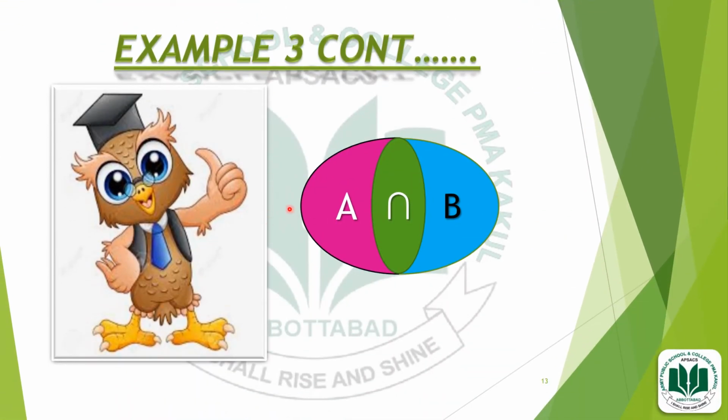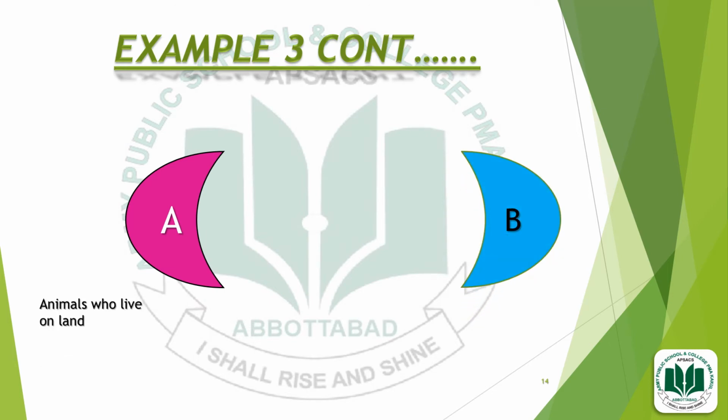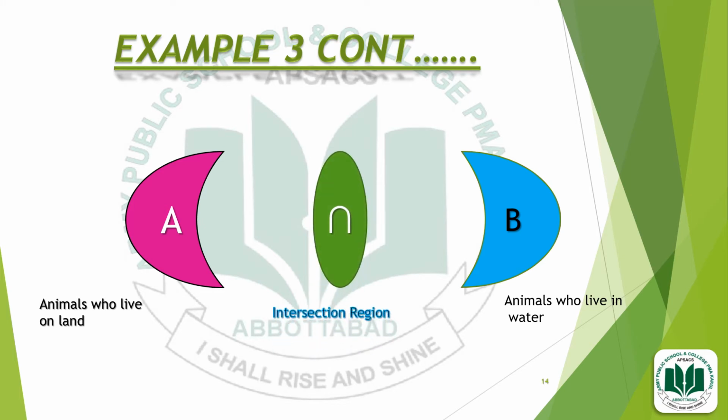So I have considered cat, hen, and porcupine as set A, octopus, whale, and fish as set B, and frog, duck, and turtle will go in this overlapping region. So set A elements will be placed here. Set A contains all those elements that live on land. Set B elements will be placed here. Set B contains all those animals that live in water. And all those animals that live both in land and water will be placed in this overlapping region. So mathematically, we can say that A intersection B equals to frog, duck, and turtle.